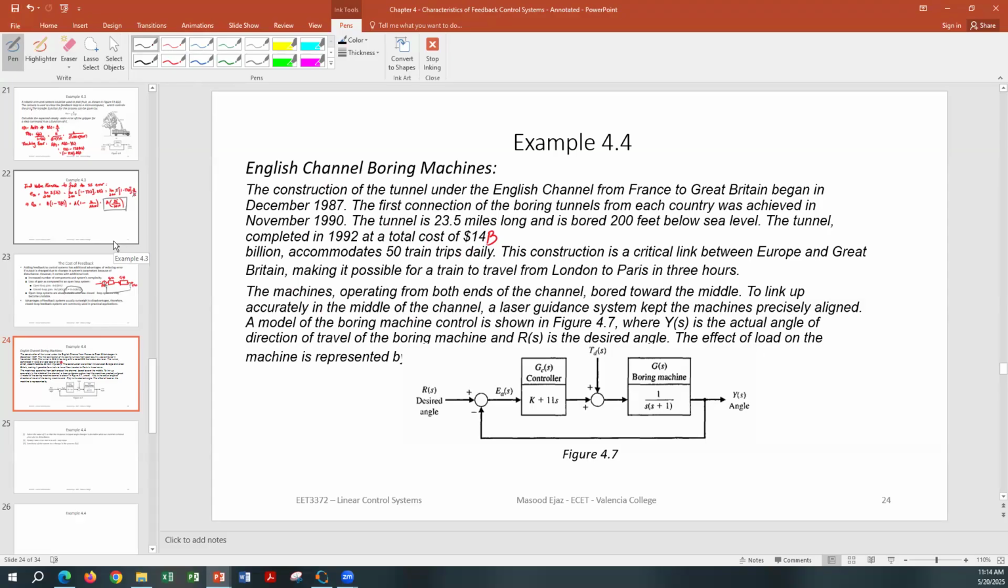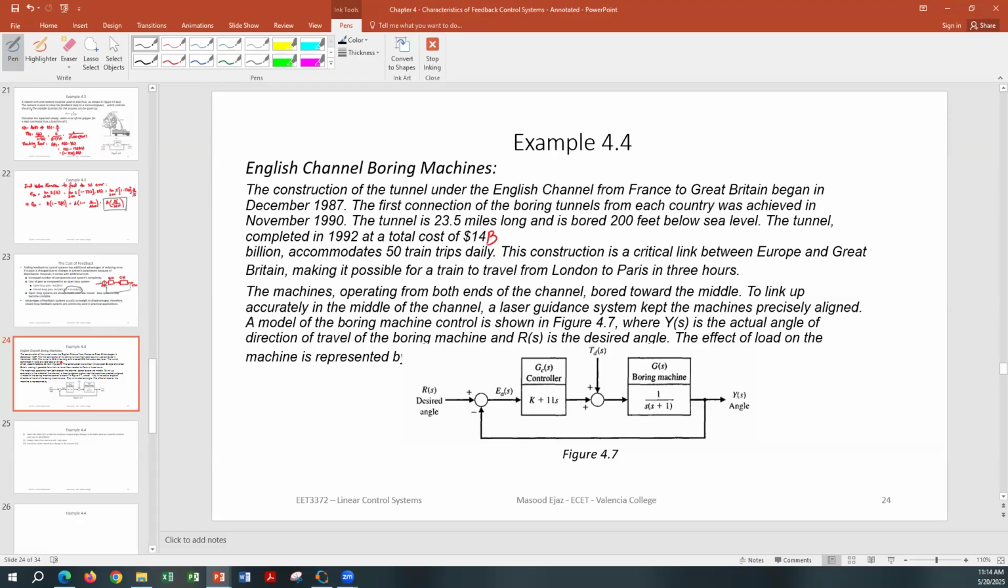The machines operating from each side bored towards the middle. To link up accurately in the middle of the channel, a laser guidance system kept the machines precisely aligned. A model of the boring machine is given in that block diagram. Y(s) is the actual angle of the direction of travel of the boring machine, and R(s) is the desired angle. The effect of load on the machine is represented.